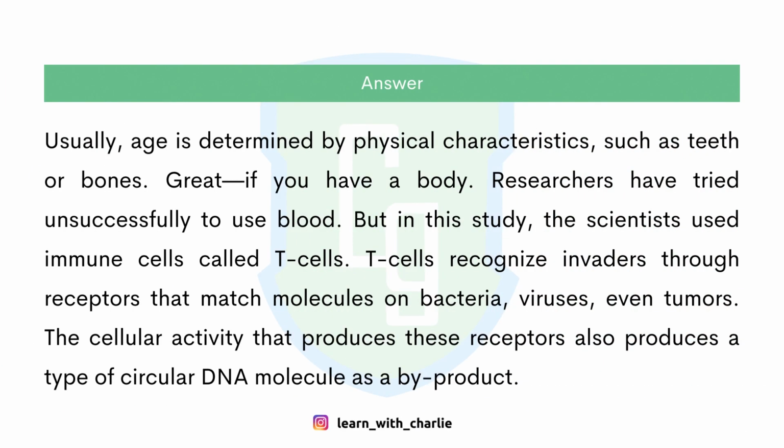Usually, age is determined by physical characteristics, such as teeth or bones. Great, if you have a body. Researchers have tried unsuccessfully to use blood. But in this study, the scientists used immune cells called T cells. T cells recognize invaders through receptors that match molecules on bacteria, viruses, even tumors. The cellular activity that produces these receptors also produces a type of circular DNA molecule as a byproduct.